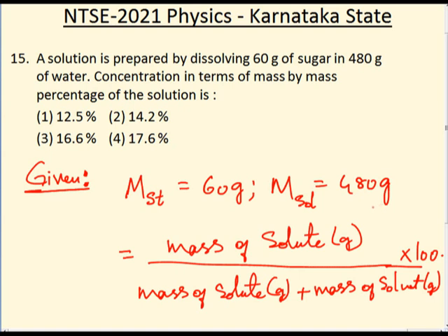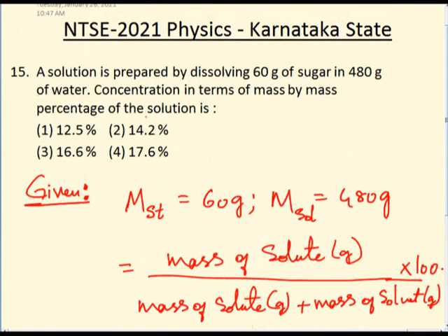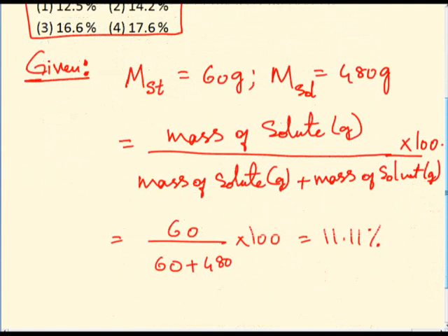The options are not over here. Alright, so the right answer for this is 11.11%.